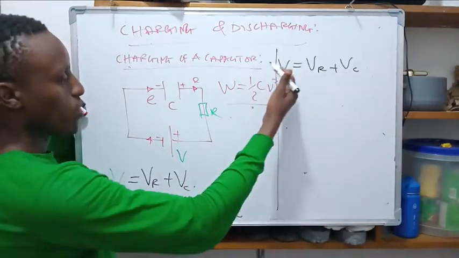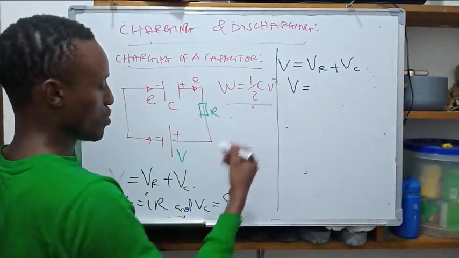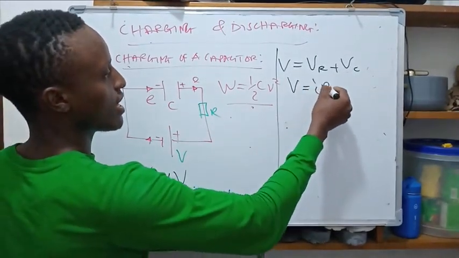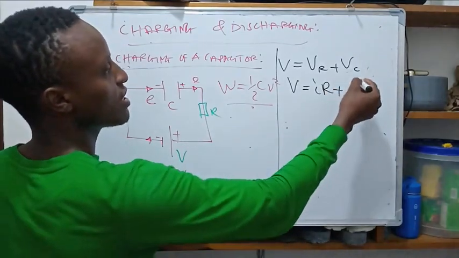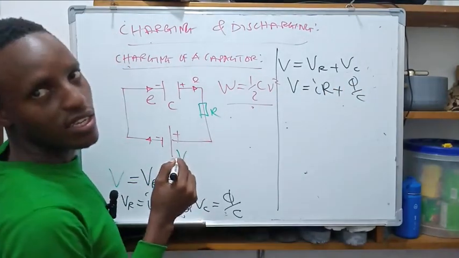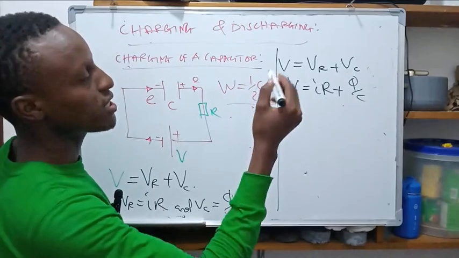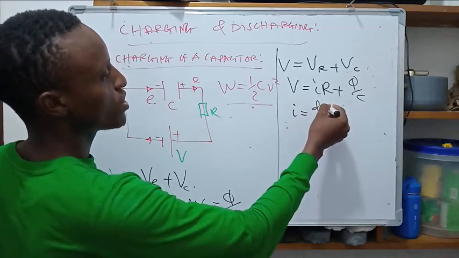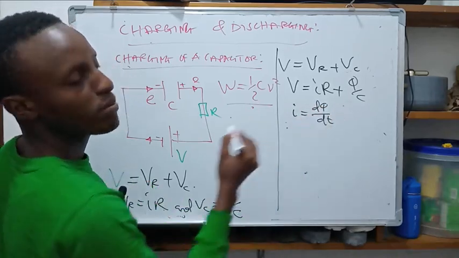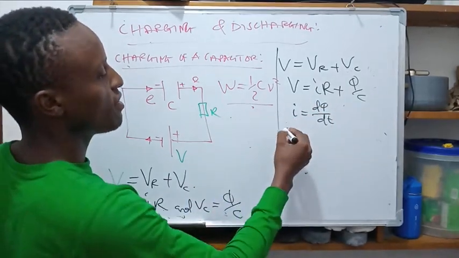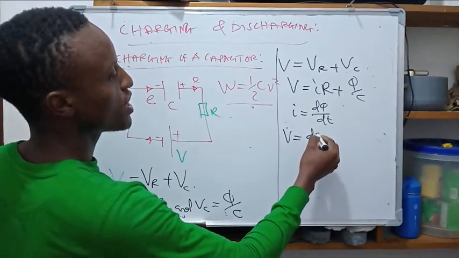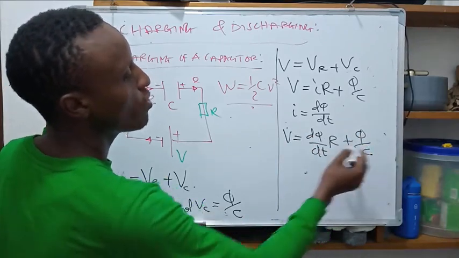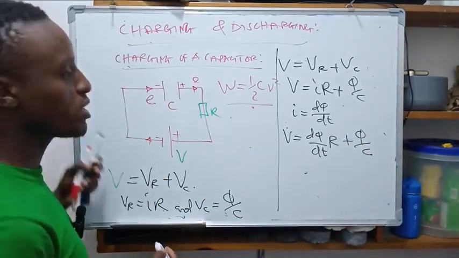So what is VR? VR is IR, plus VC which is Q over C. Current is equal to the charge flowing per time, I = dQ/dt. So we can write V is equal to dQ over dt times R, plus Q over C.